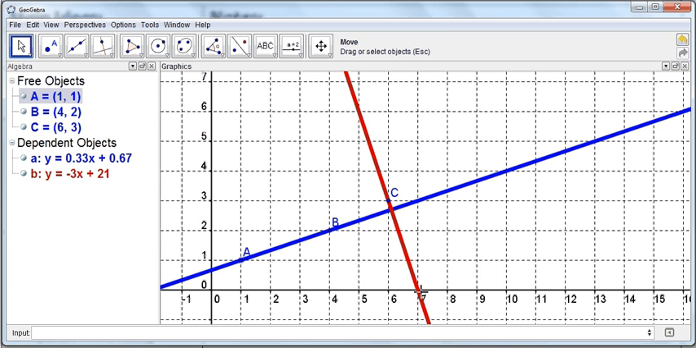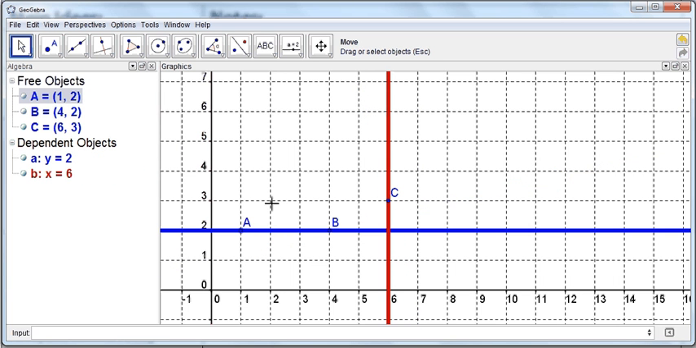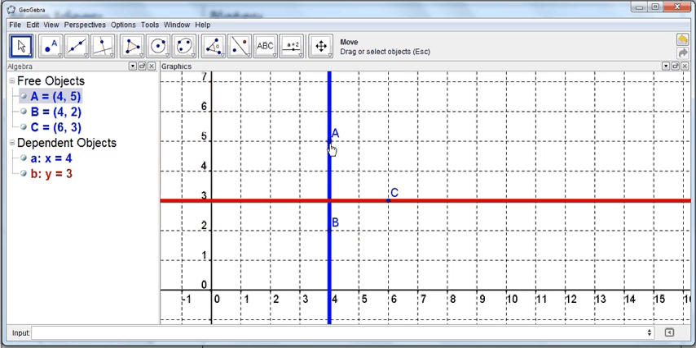The two slopes we need to be careful with is that a slope of 0 is perpendicular to an undefined slope. So the blue line right now has a slope of 0 and the red one is undefined. Those are perpendicular. Also perpendicular, if the blue is undefined, then the red one has a slope of 0. All right, hope that helps.